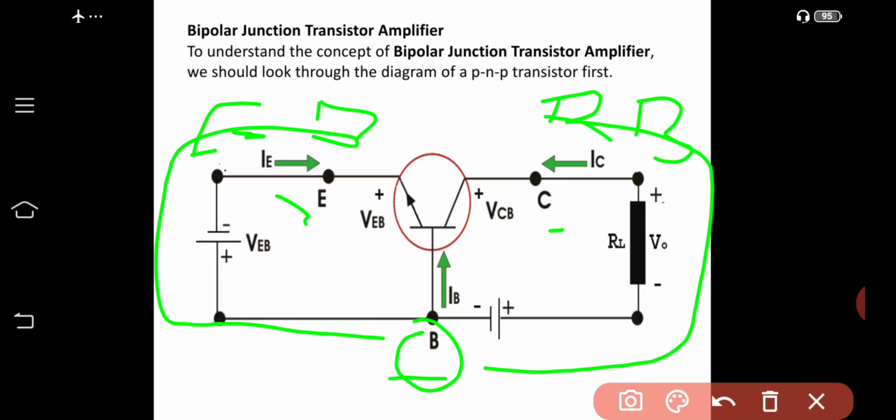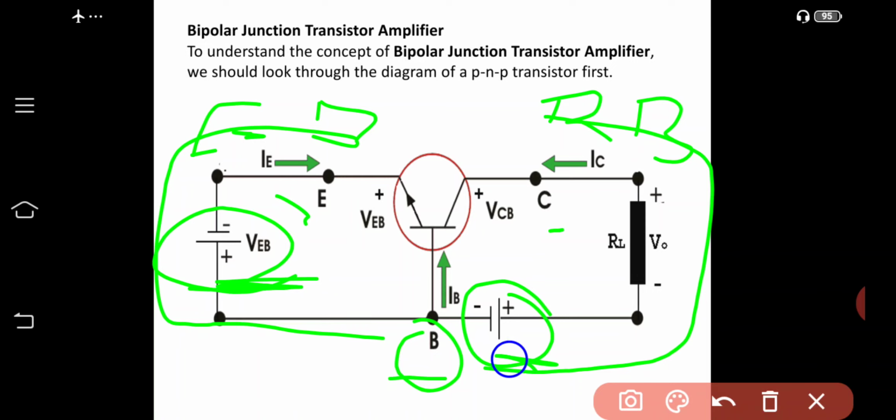The biasing is decided by the batteries. VEB is the input battery, and VCB is the output battery. So VEB is in forward connection. This is the NPN transistor: emitter is N, base is P, collector is N type.